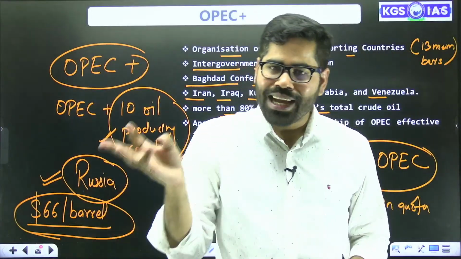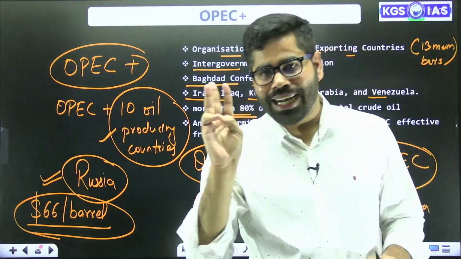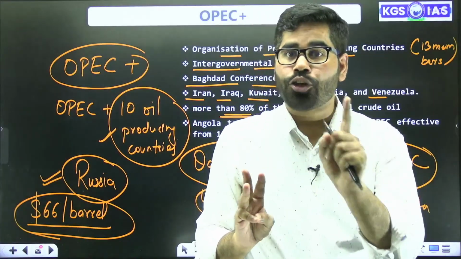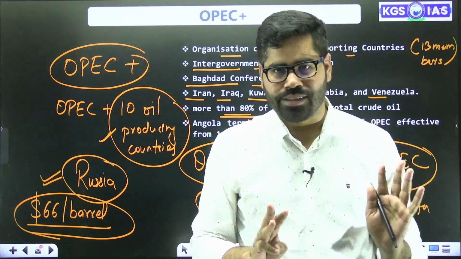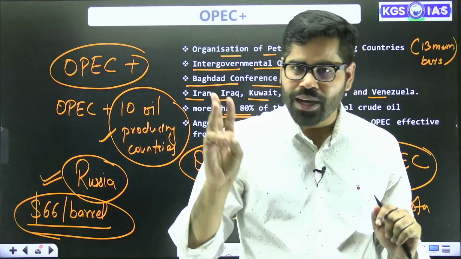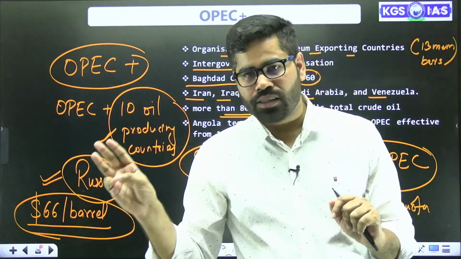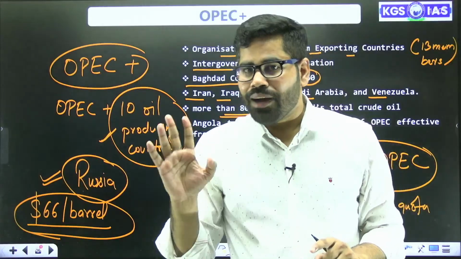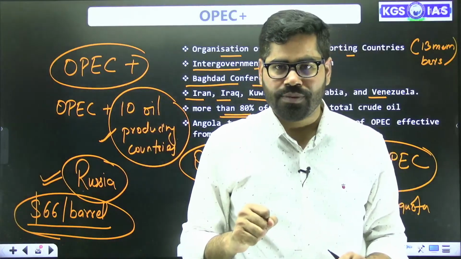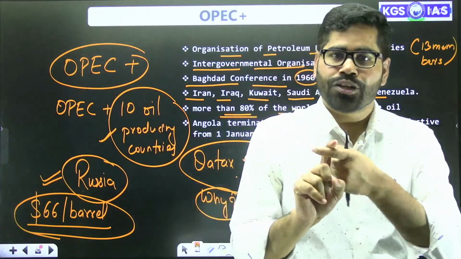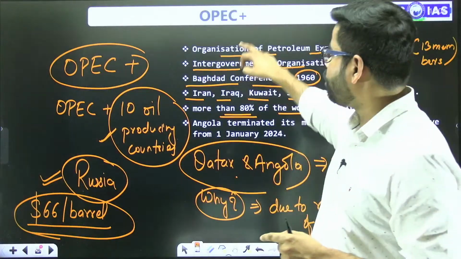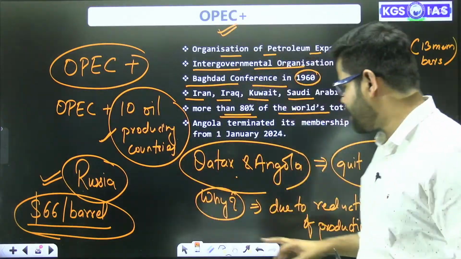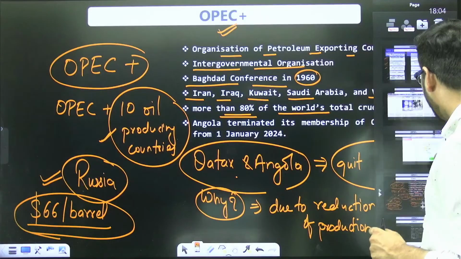So first, we have OPEC, an intergovernmental organization. Who are the members? The topmost oil producing countries, like Saudi Arabia, Iran, Iraq, Kuwait, Venezuela, etc. They have 13 countries in total, plus 10 other countries came together and formed OPEC plus. In OPEC plus, we have some major countries. Let me show you on the map.